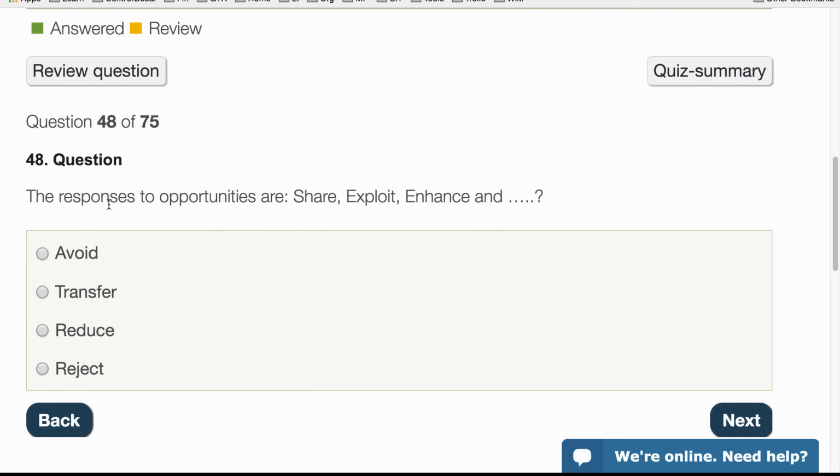The responses to opportunities are share, exploit, enhance, or... so opportunities are risks that can happen, but it's actually good for the project if they do. So avoid, no, transfer, no, reduce, or reject. It's reject.